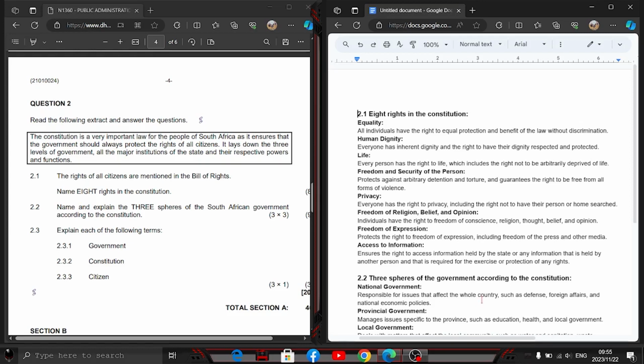Your security cannot be compromised or threatened. Whoever is doing so would be violating your right to freedom and security of the person. You understand? The next right that we have on our list is privacy, the right to privacy. Everyone has the right to privacy, including the right not to have their person or home searched.